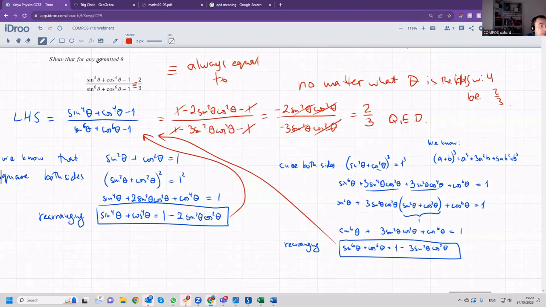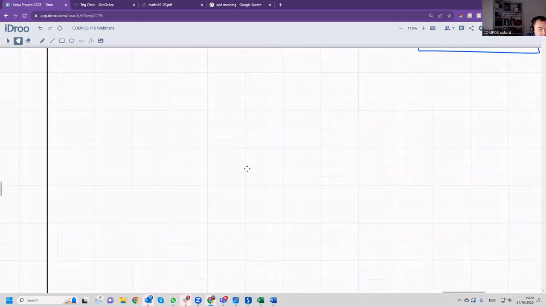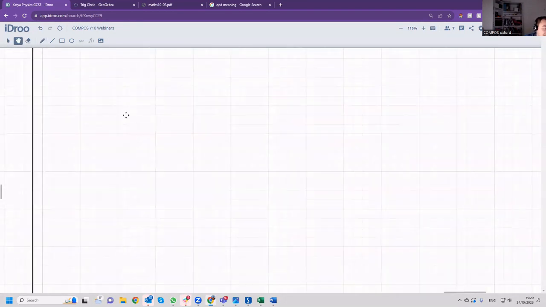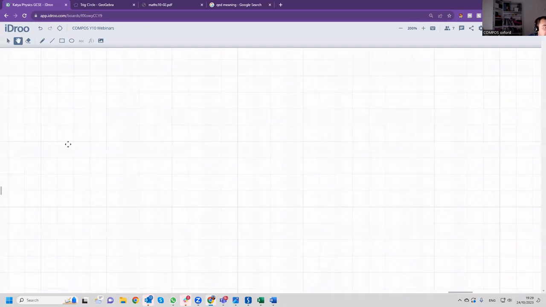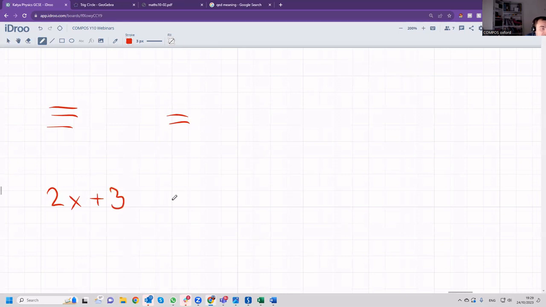Equal to. And just a moment of philosophy: what does that mean? What's the difference between this and this? Well, you could have, for example, 2x plus 3 equals 11.